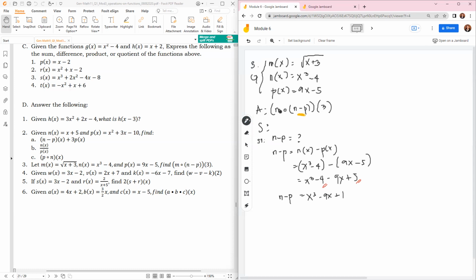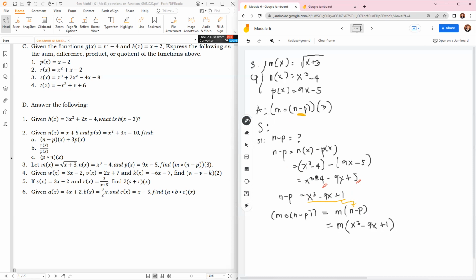And remember that this is a composition of functions, m of n minus p. It's really just equal to m where we substitute n minus p inside, right? That is the very definition of composition. So, we take our n minus p, which we already solved and simplified previously. This is what we are going to substitute here. So, this is basically just equal to m of x cubed minus 9x plus 1.